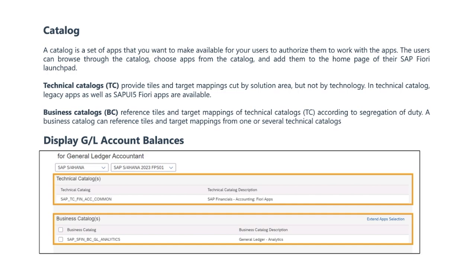Instead, we use business catalogs labeled _BC_. These are curated sample collections relevant for a specific business role. They don't contain original apps; they reference tiles and target mappings from the technical catalogs to ensure proper segregation of duty. Technically, they function the same; the distinction is just a convention to keep your system organized.